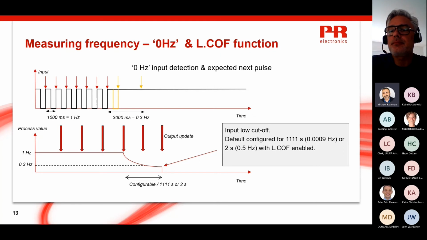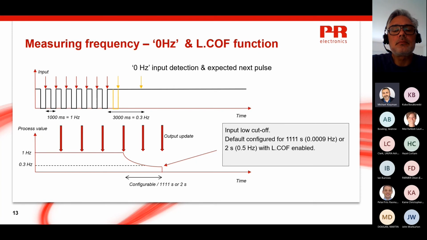If that next pulse does not occur, the orange arrow, the frequency measurement establishes a longer period, 1 over t, since the last pulse. The process value on the display is subsequently updated while waiting for the next pulse. 1 over 1 second is a 1 hertz frequency, but after 3 seconds of waiting, 1 over 3 seconds is a 0.3 hertz frequency.